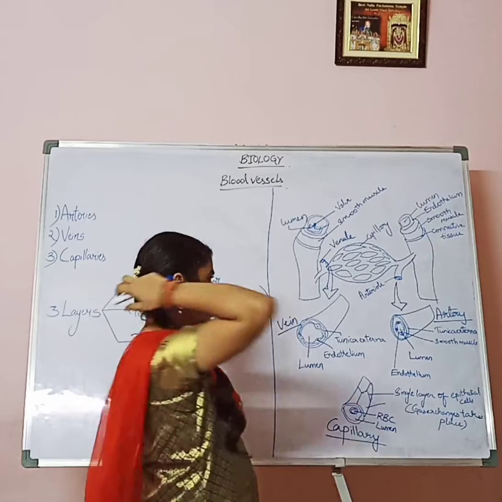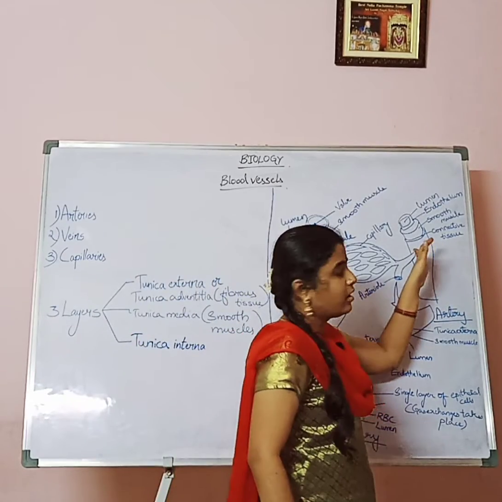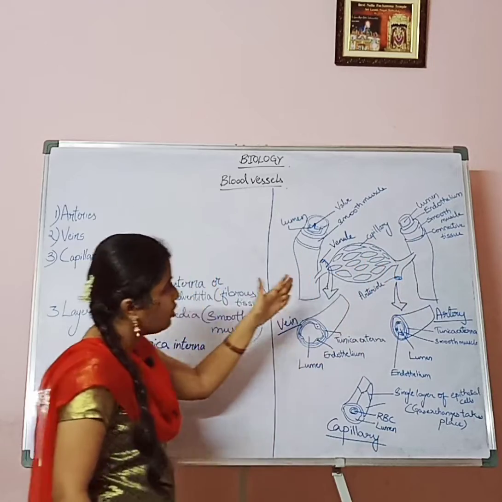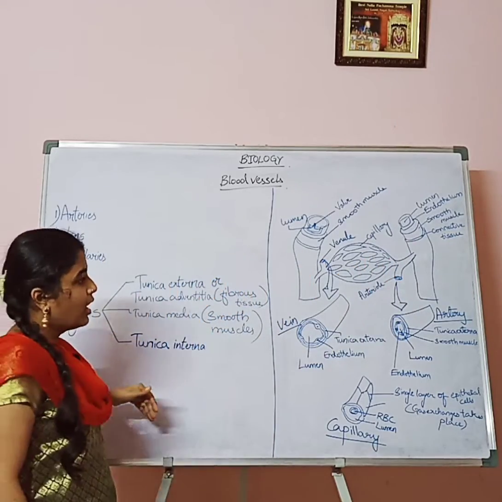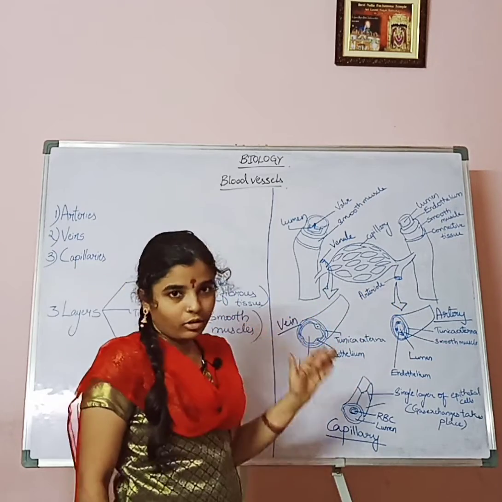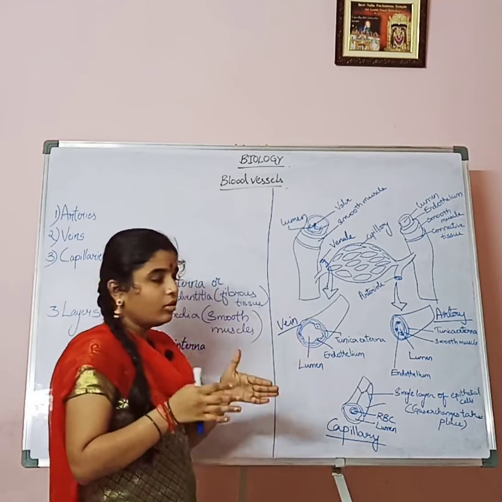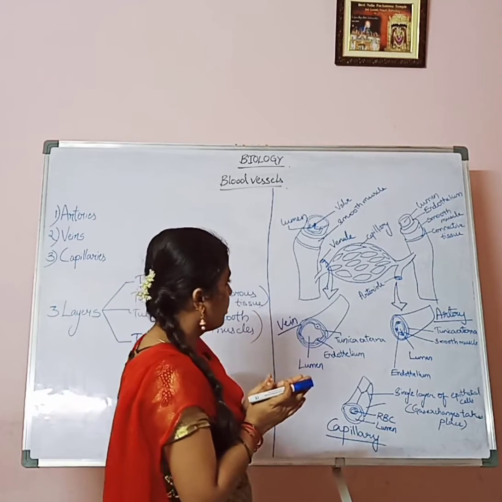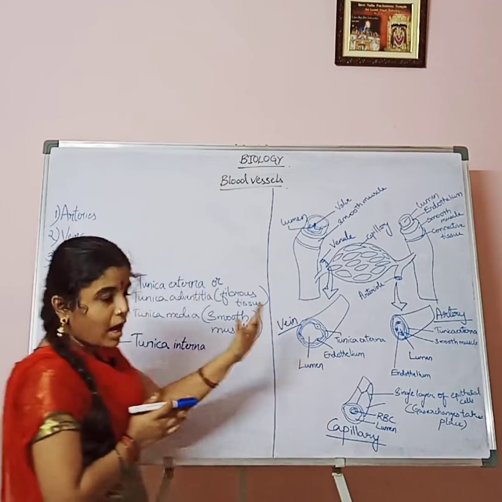Arteries carry the blood away from the heart to all the body parts. Arteries again form into arterioles, and the arterioles together form capillaries. So up to here we finished with the arteries.